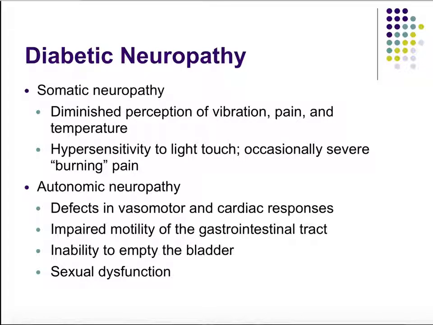If you have damage to autonomic neurons, so autonomic neuropathy, the consequences will be autonomic in nature. So defects in your vasomotor response, your cardiac response, issues with GI motility and GI activity, issues with bladder emptying, and sexual dysfunction.